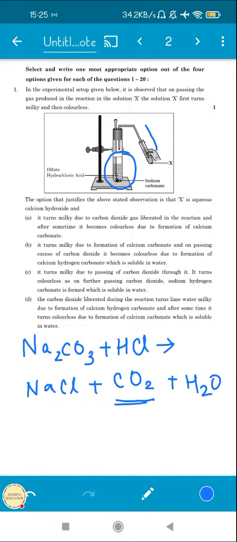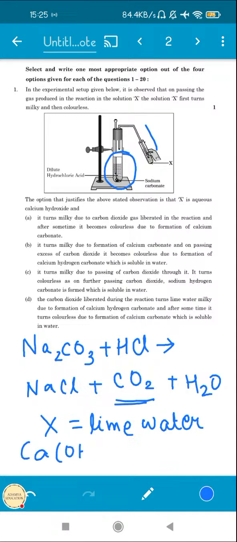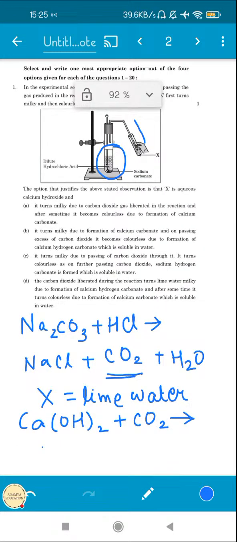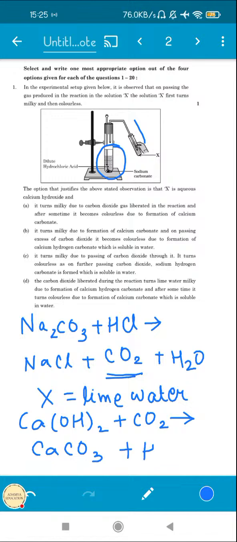Now it has been said that the solution X will turn milky on passing carbon dioxide through it. So definitely X is lime water. This is something you have studied in class 7, that carbon dioxide turns lime water milky. The formula for it will be Ca(OH)2. This is lime water. Inside it, if we are passing carbon dioxide, what are we going to get? We are going to get calcium carbonate, which is actually causing the milky color, and water.